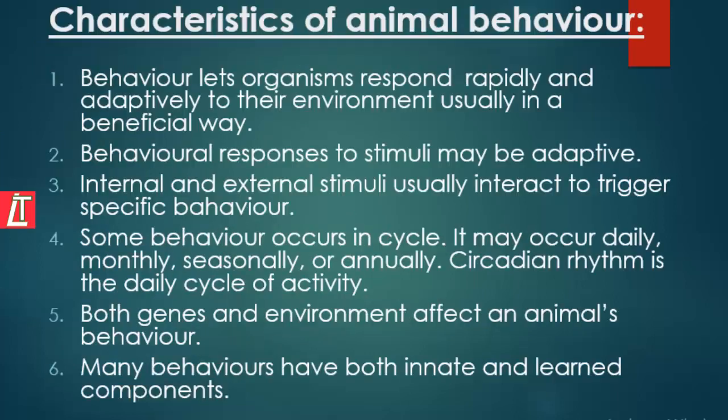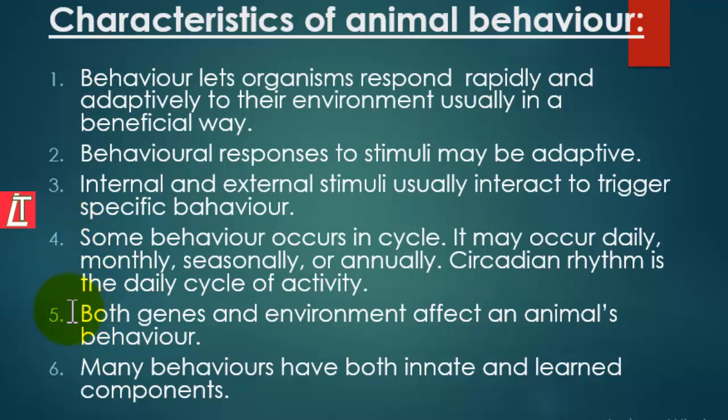Characteristics of animal behavior. Behavior lets organisms respond rapidly and adaptively to their environment, usually in a beneficial way. Behavioral responses to stimuli may be adaptive. Internal and external stimuli usually interact to trigger specific behavior. Some behavior occurs in cycles. It may occur daily, monthly, seasonally, or annually. Circadian rhythm is the daily cycle of activity.